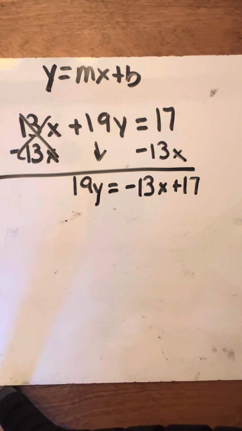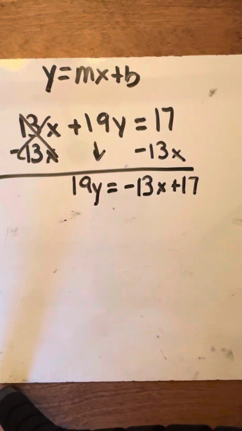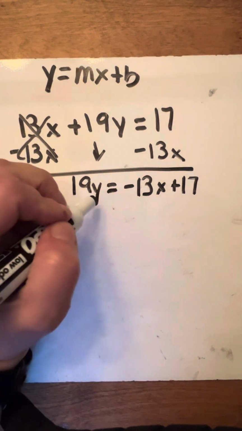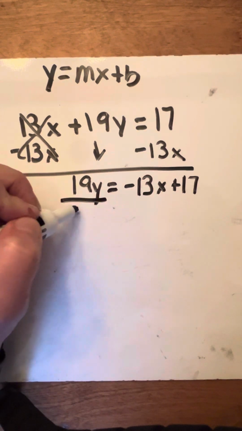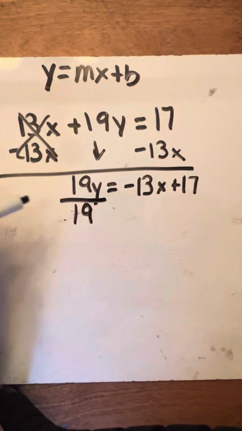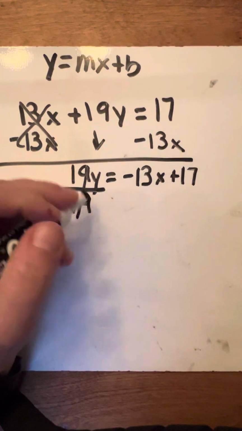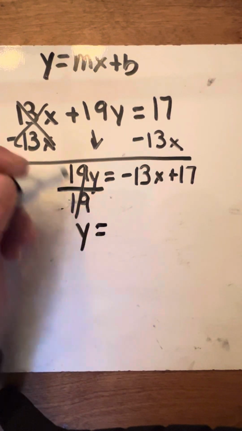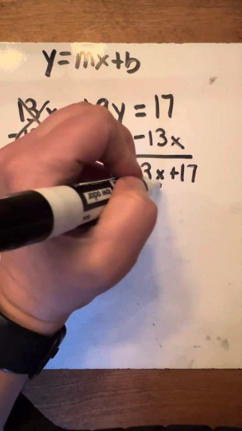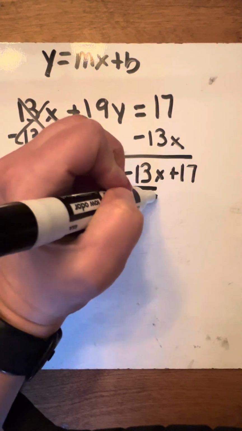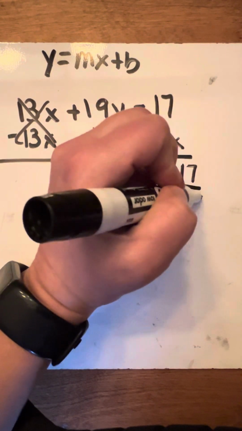Now, y is not by itself. It's still got 19 in front of it. I need to get rid of that 19. The only way I can do that is to undo it by doing the opposite operation, which is to divide, because currently it's multiplied by that. That's going to cancel these out, meaning that it's going to leave me with 1y. Now, if I do that over there, I have to do that to everything over here. So that means I have to divide by 19 here, divide by 19 here.